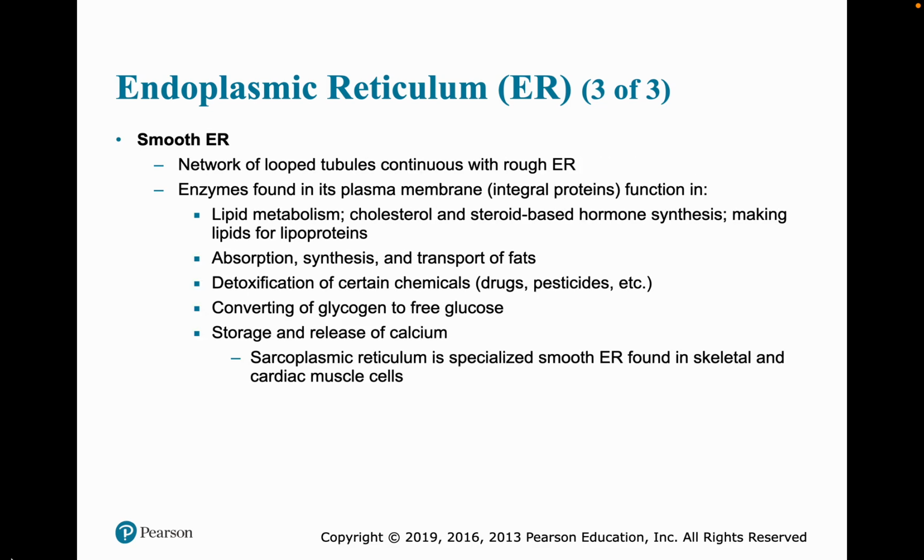The smooth ER is used for lipid metabolism, things like cholesterol and steroid-based hormones. It's also important for absorption, synthesis, and transport of fats. There are detoxification enzymes for certain chemicals, and it's also where glycogen is converted to free glucose. And there is a modified form in muscles called sarcoplasmic reticulum that is used for the storage of calcium.